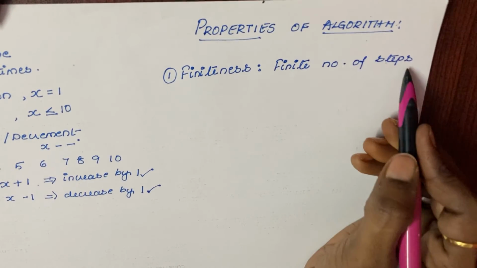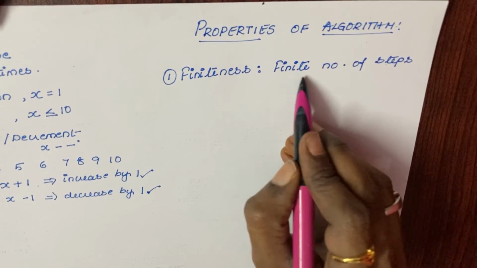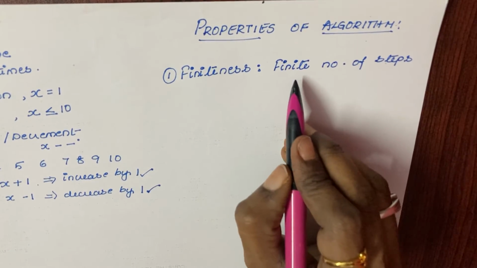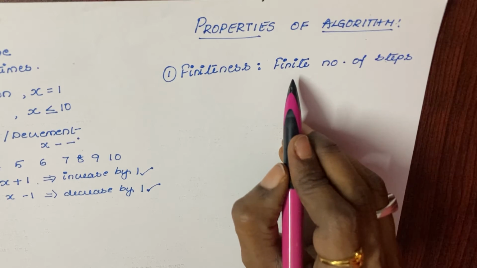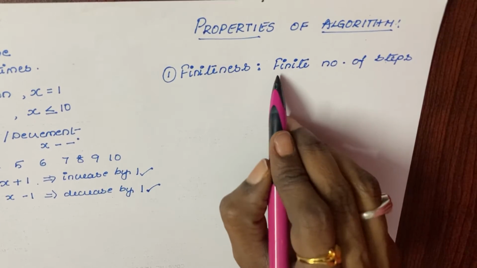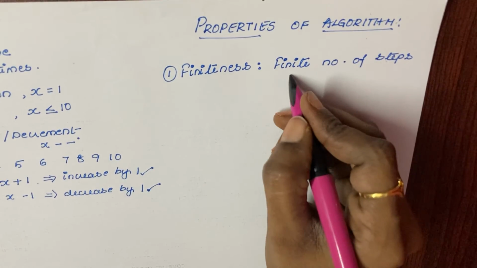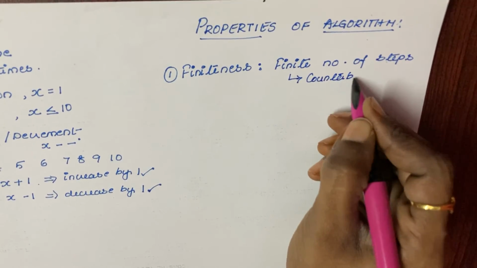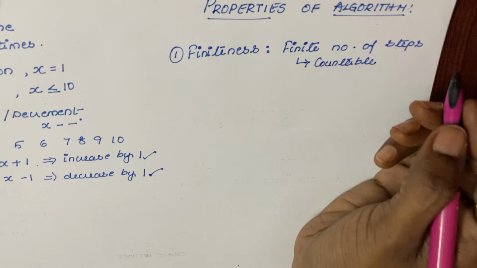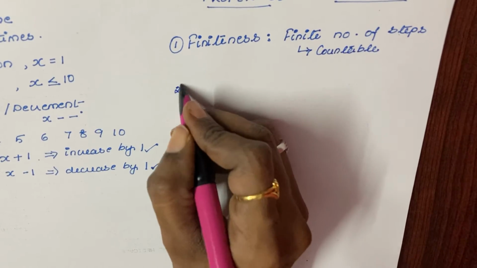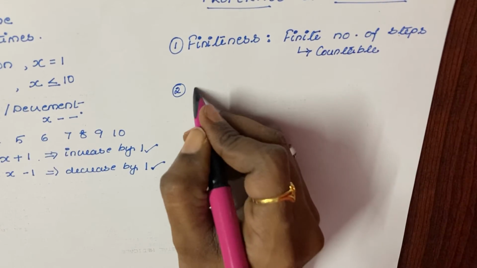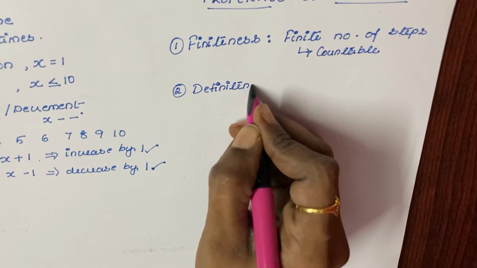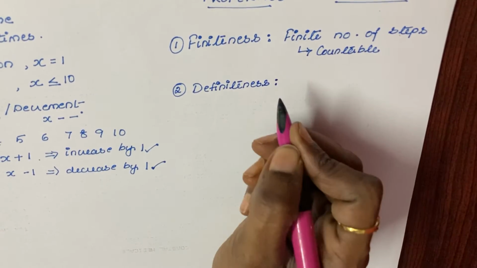For that purpose, we need a countable number of steps because an algorithm is the simplest and short form of the instructions for the program. So finite here means countable. We can count the number of steps we need. Next, the second property is called definiteness.